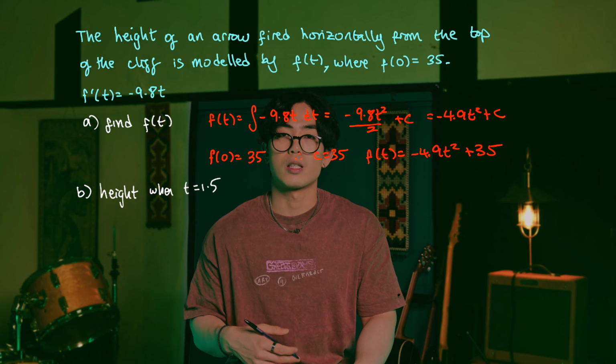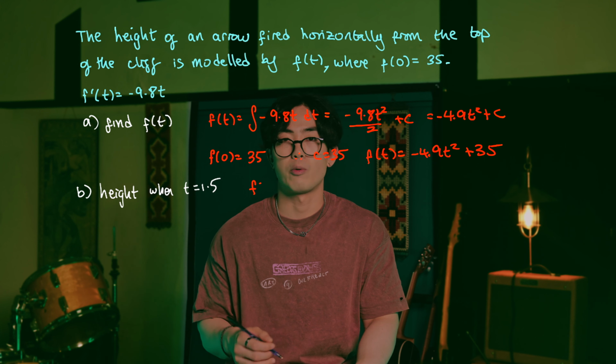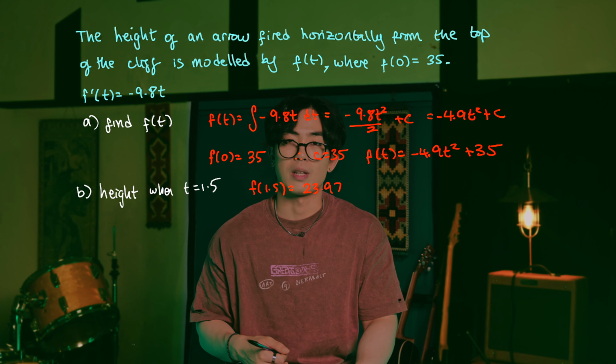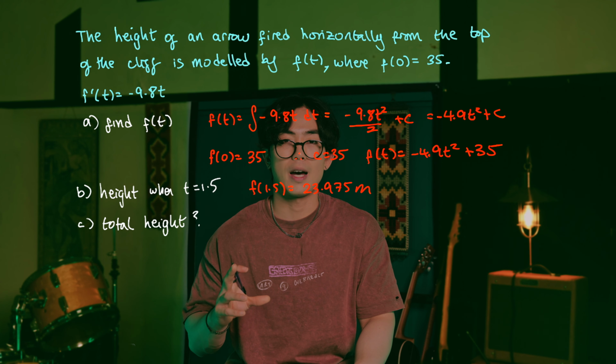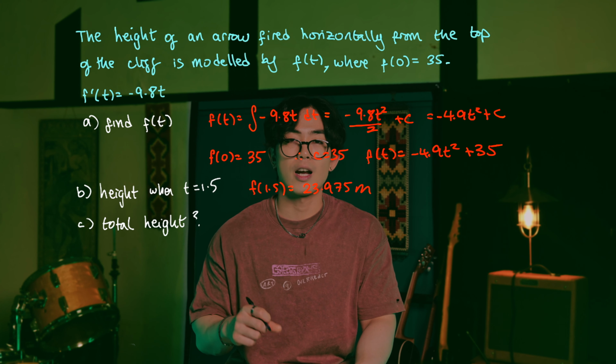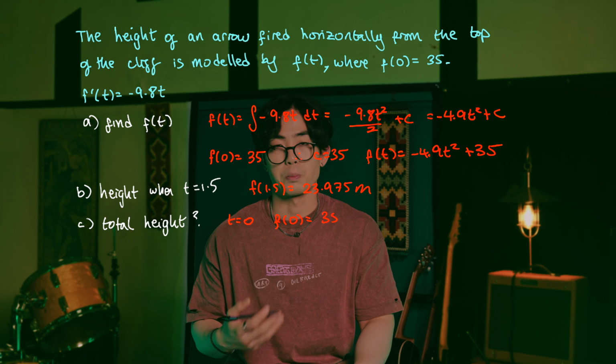In part B, they're asking us what is the value of the height when t is 1.5. Just plug in 1.5 to t, 23.975. Pretty simple. In part C, they want us to find the total height, and that occurs if you look at the diagram when t is 0, right, initially. So I just plug in f of 0, which gives me 35.